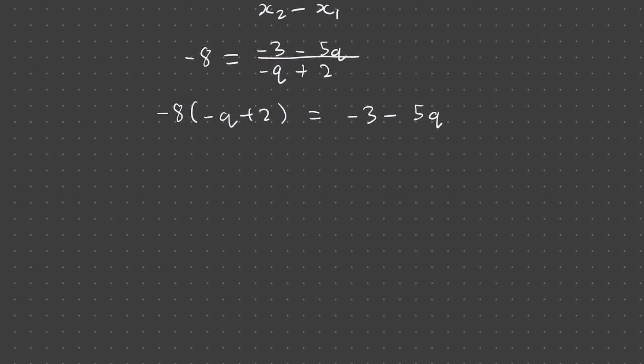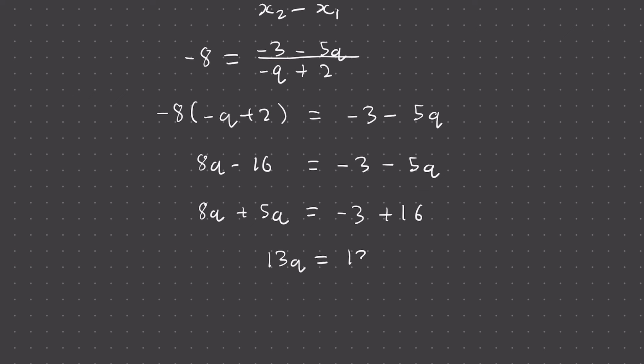Let's go down to the bottom. And here we are going to have 8q minus 16 equals minus 3 minus 5q. And then let's move 5q to the other side and 16 to the other side as well. So 5q plus 8q, and it's minus 3 plus 16. So now we have 13q equals 13, and then q is just going to be 1.